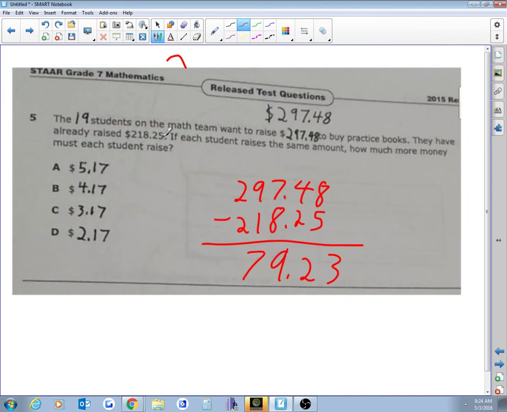$79.23 divided by 19, did I do that right? Yeah. So 79.23 divided by 19 should give you 4.17. Or you could just multiply each one of these and see which one gives you 79.23 that you still have to raise.